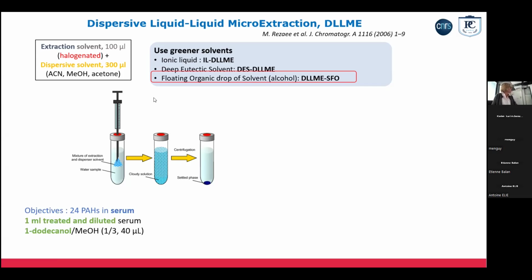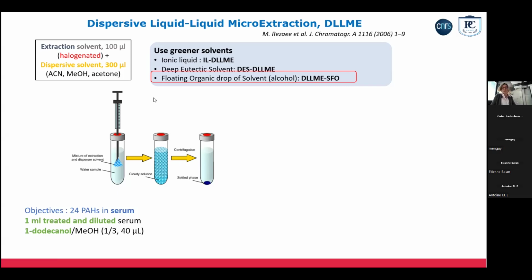The objective was to extract 24 PAH, polyaromatic hydrocarbons, from serum samples. And the idea was to really treat a very small amount of serum because we want to analyze cohorts. And a cohort is a sample that comes from hospital, and we don't have the possibility to use a huge amount of serum. So the idea is to miniaturize the sample, but also the method.